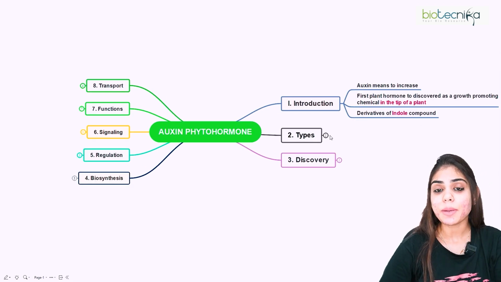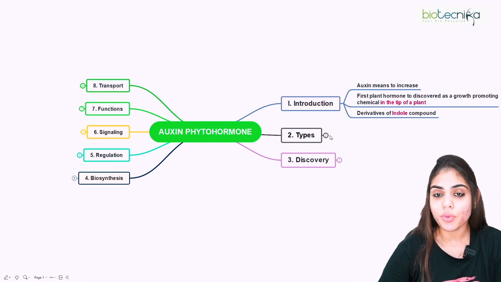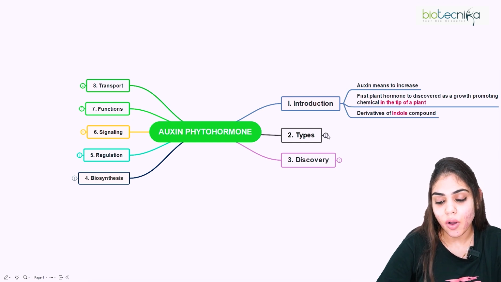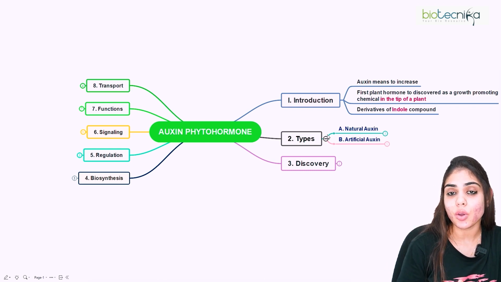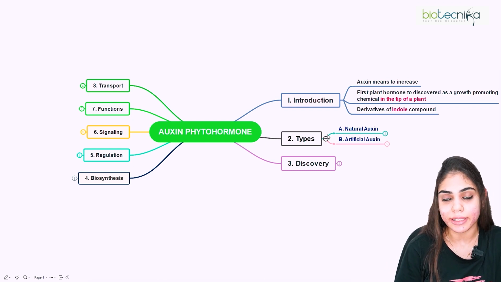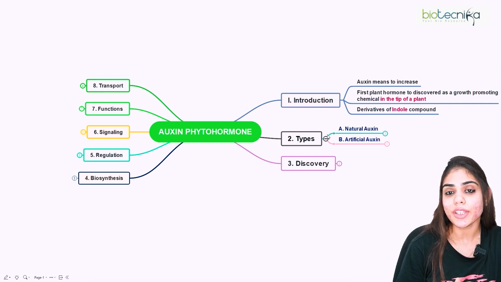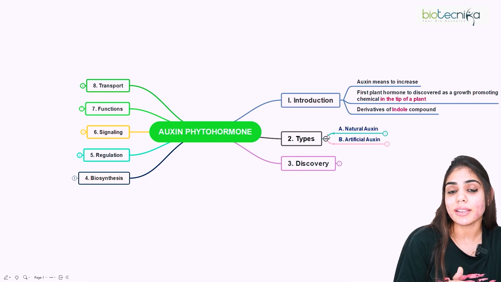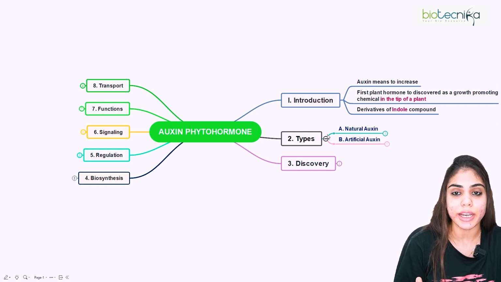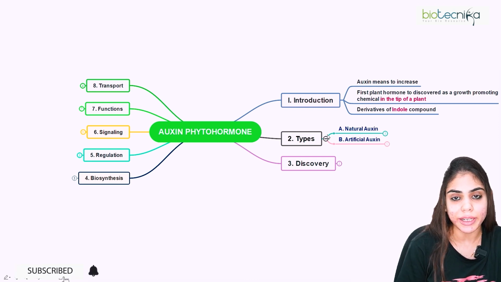Now let's see the types of auxin. There are two types of auxin. The first is natural auxin and the other is artificial auxin. Natural auxin is the one that is synthesized in the plant itself, whereas artificial auxin is not synthesized in the plant body, meaning it is synthesized or generated outside, in some kind of laboratory or industry.